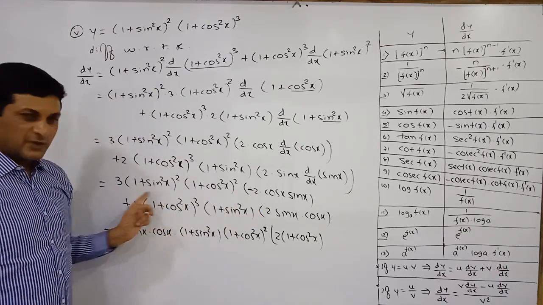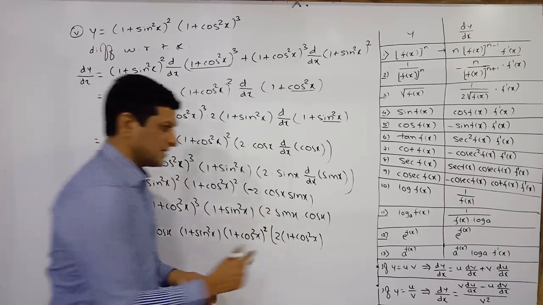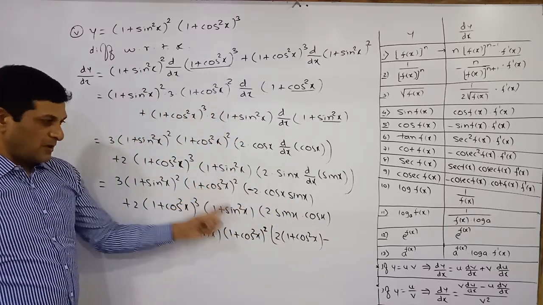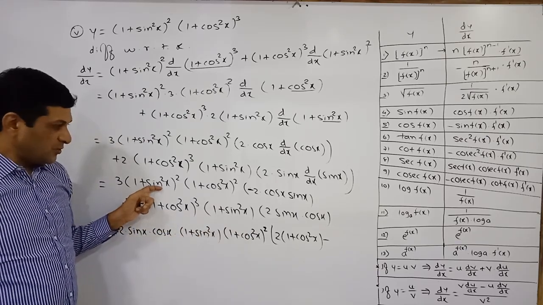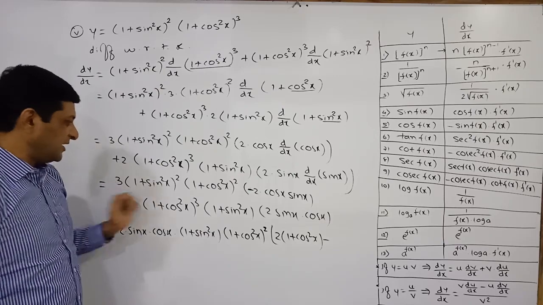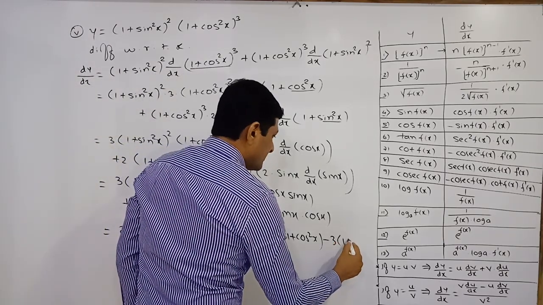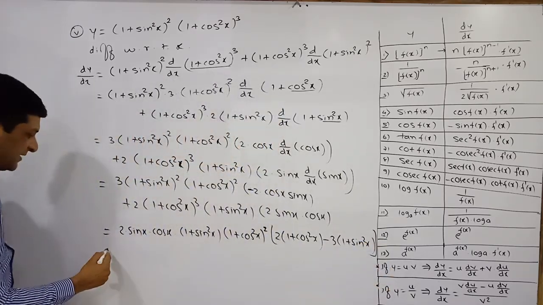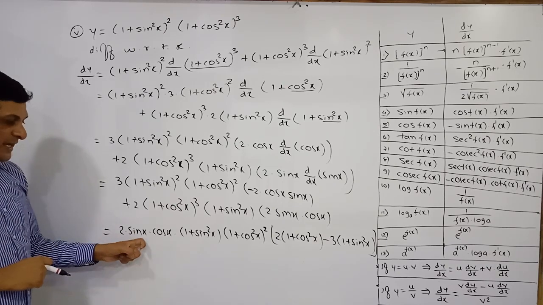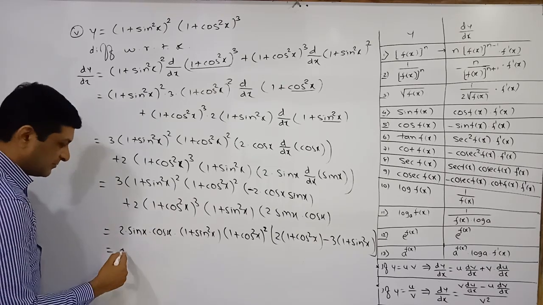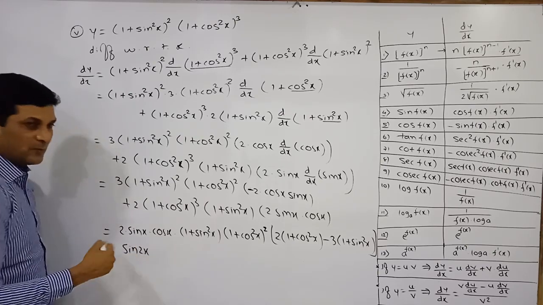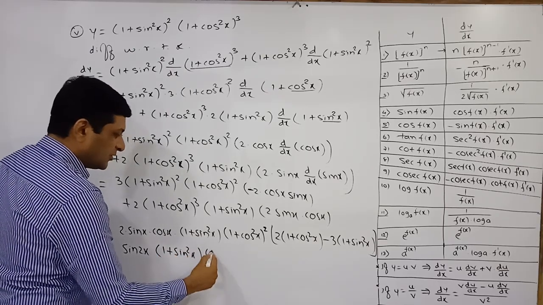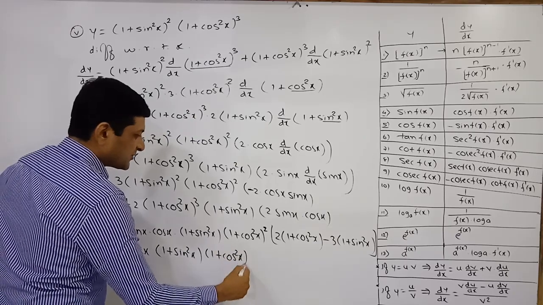Now observe this negative term. First write down this minus. 2 sin x cos x we have already taken common, this term also already taken common, and from this term we have taken only one term common. So 3 into (1 + sin² x) is the remaining term here. Let us simplify according to the double angle formula. 2 sin θ cos θ is sin 2θ, so here we get sin 2x. Keep (1 + sin² x) as it is, into (1 + cos² x)² also as it is.